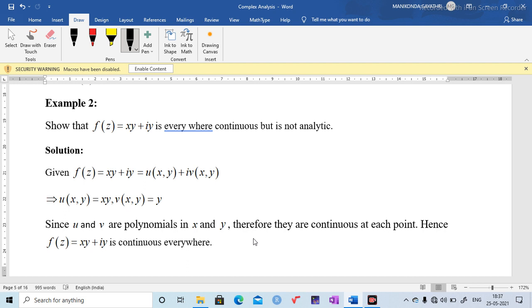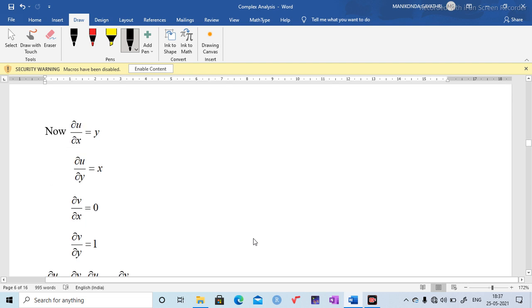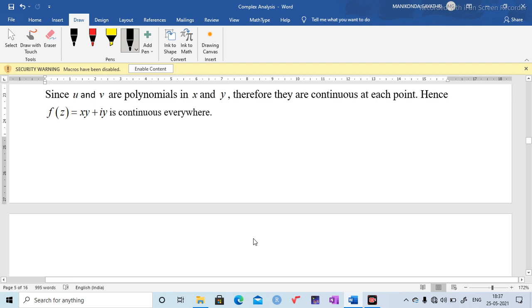Observe, u and v are polynomials in x and y. You know that polynomial functions are continuous functions. That's why u and v are continuous functions. f of z is formed by the combination of u and v only. Therefore, f of z is also continuous everywhere. So here u equal to xy, v equal to y.